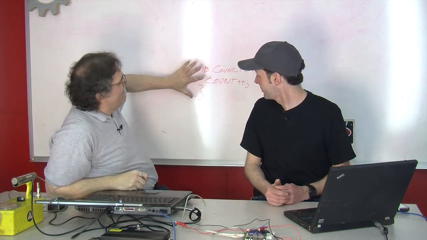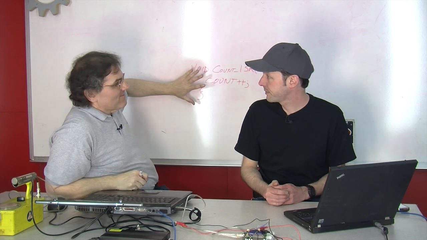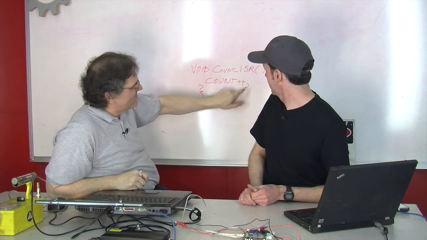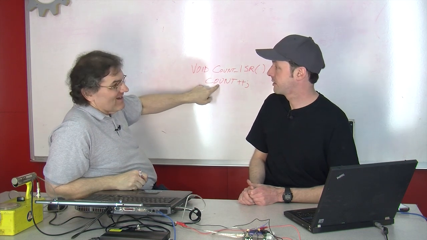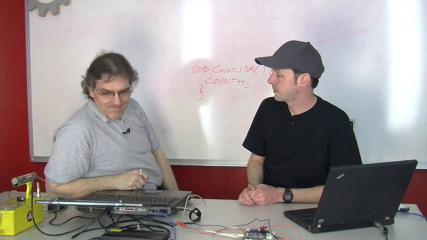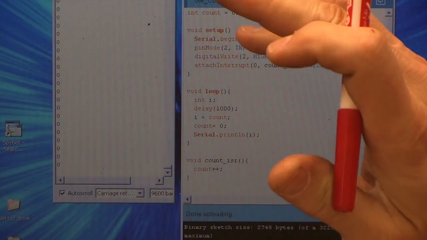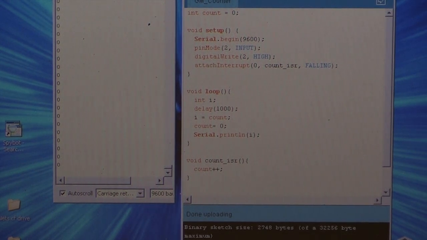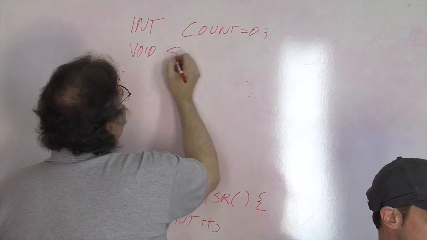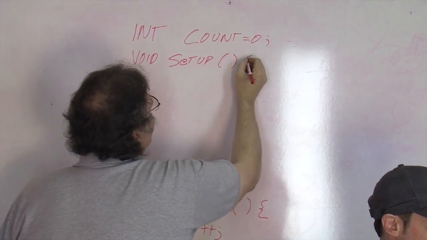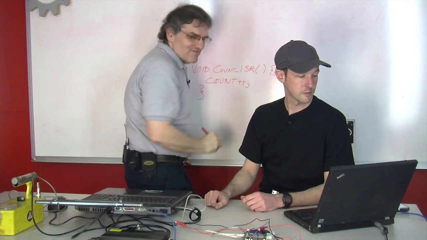All right. Here is our interrupt service routine. The only thing it's doing is this one line, count plus plus, which means whatever count is, increment it by 1. So we're counting. Now, on an Arduino, you have a setup and a loop routine. So we'll put that in. Void setup, and you've got your opening brace.